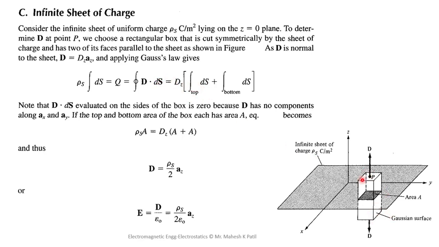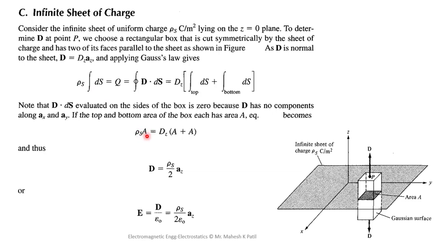Now from this diagram, you can observe this box. It has two surfaces, one at the top side and one at the bottom side. Therefore this closed loop integration of dS can be resolved into two: integration of dS for the top side plus integration of dS for the bottom side. For the top side, the area is assumed to be A, and for the bottom side the area is also A. So after simplification we can write rho s into integration dS. Now integration dS is capital A, meaning total area.